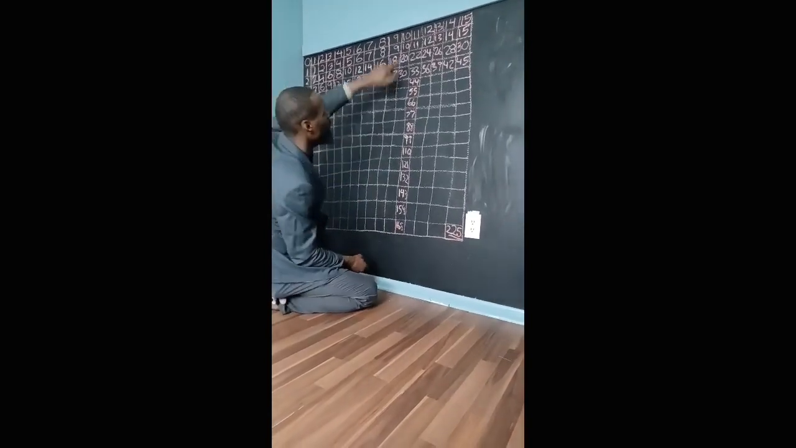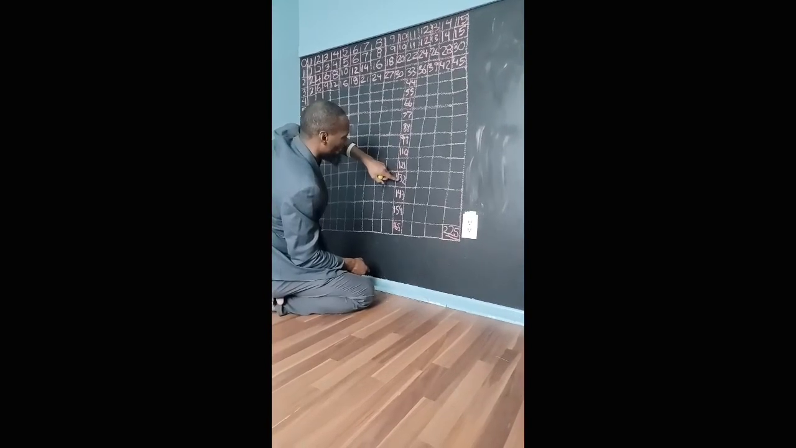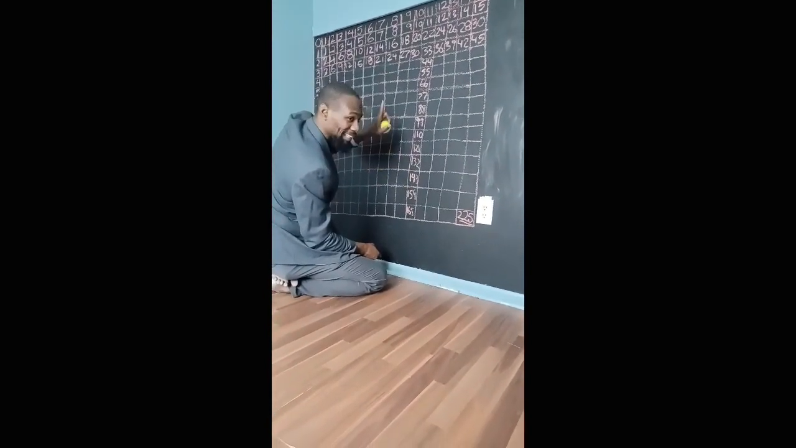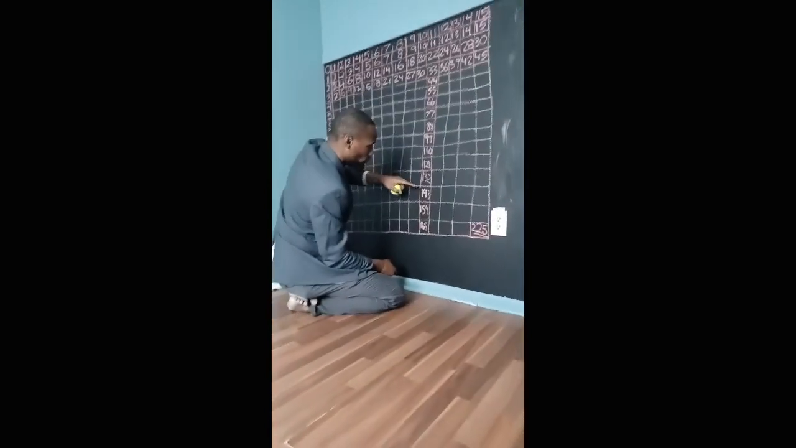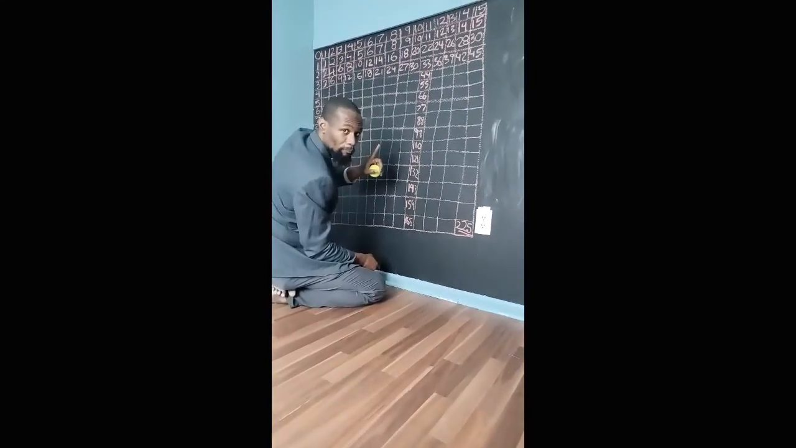Because it's adding 1. It's not going to go 120, 130, 140, 150. They'll be adding 10. Meaning 110, 120, 130, 140, 150. We're adding 11. So it's 10 plus 1.